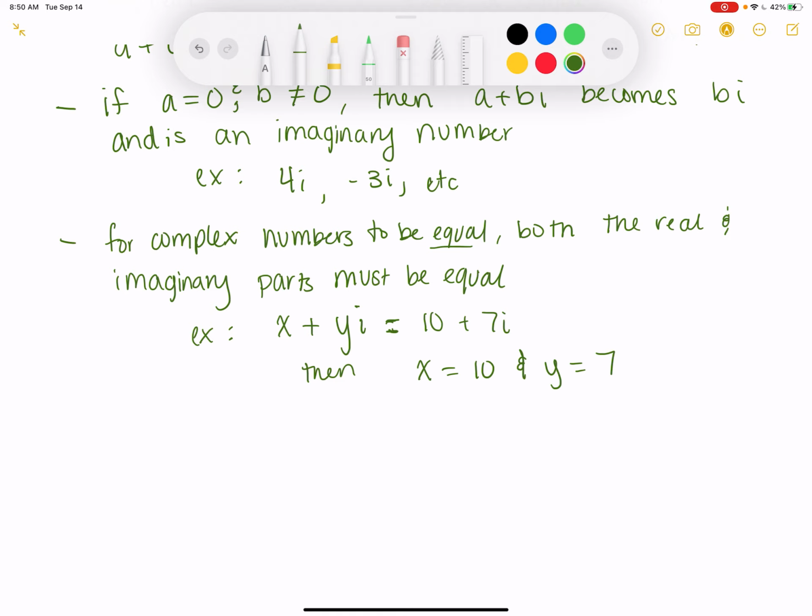No, this is different. So how do we know y is equal to 7 and x is equal to 10? Because it says that both parts must be equal. So the x has to be equal to 10, and then the yi has to be equal to 7i. The i's would cancel, if you will. So then y would just be 7. But y can't equal 10. No, because it's the imaginary part, and this is the real part. So all the imaginary parts have to equal each other and all the real parts have to equal each other.